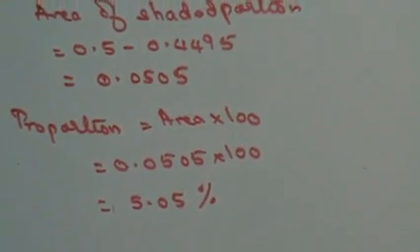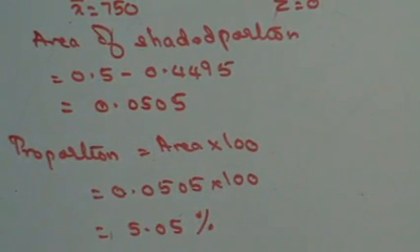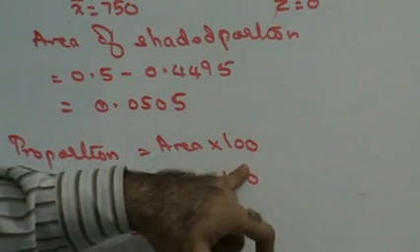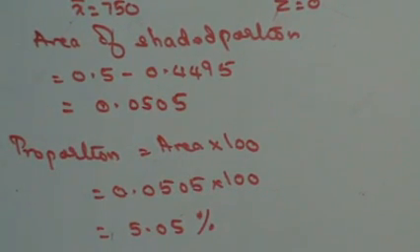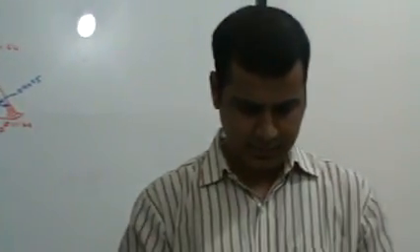In this same sum, had they asked you how many people have balance, then the formula would have been area into N. If they ask you proportion, you multiply by 100. If they ask you the number of people, you multiply by N. Right? Can you please take out the next sum?